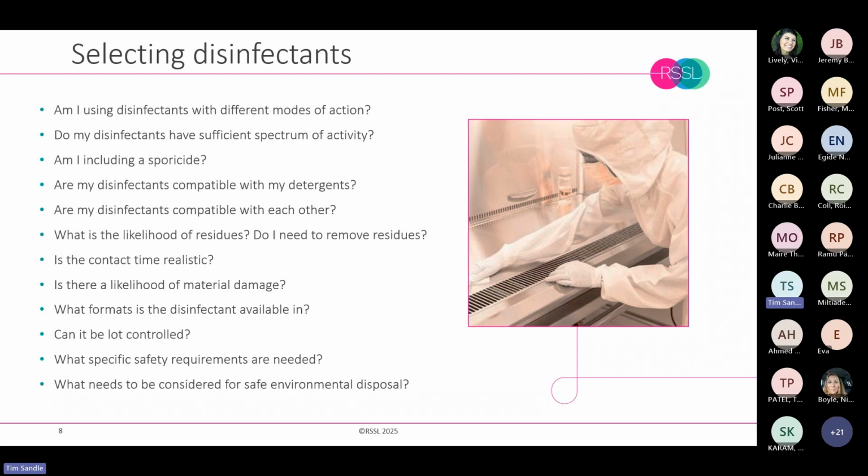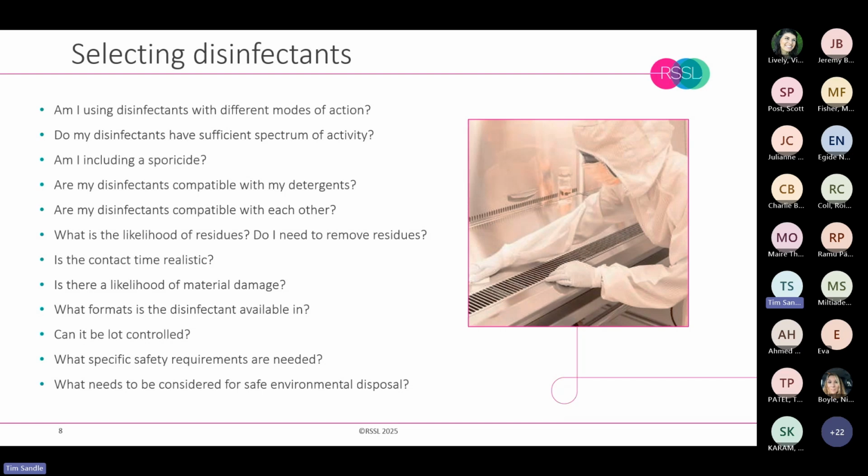We also need to consider whether the disinfectants have sufficient spectrum of activity. By that we mean the range of different types of microorganisms that the disinfectant is at least theoretically effective against. We also need to consider whether we are using a sporicide. So we can either use two different disinfectants and then have a sporicide that we use at periodic intervals, or we can rotate between a standard disinfectant and a sporicidal disinfectant. And again, that's central to Annex 1 of EU GMP.